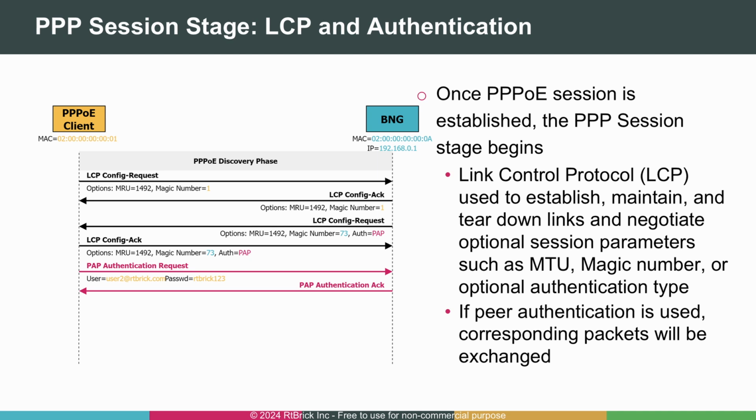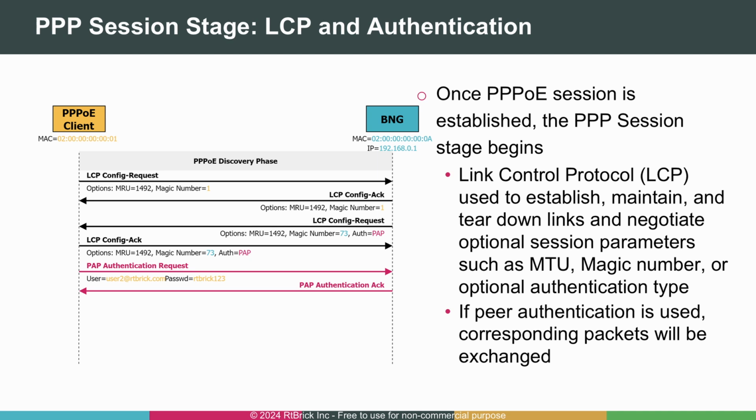LCP is responsible for establishing bidirectional communication between the two peers. A series of LCP configure request and LCP configure acknowledge packets are exchanged, carrying configuration options such as the maximum receive unit, MRU, magic number, and authentication type. In theory, PPP authentication is optional. However, the RBFS implementation requires authentication to be configured and occurs shortly after the link is established.